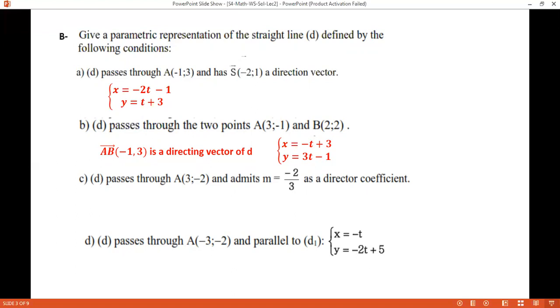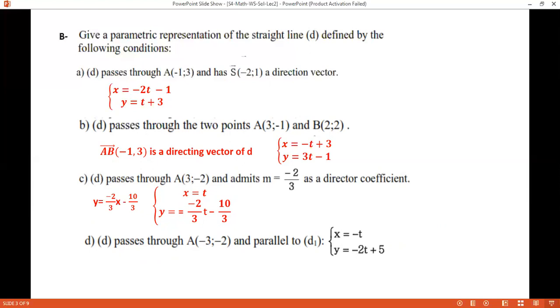Now D passes through A and admits a directing coefficient as slope. So first of all, you should find the equation of the straight line, which you know, as we did in part A. And then after that, you have this reduced. How do you change from reduced into parametric? You just take x equals any parameter, which is t. You replace it in y, and you will get the y in terms of t, as you see.